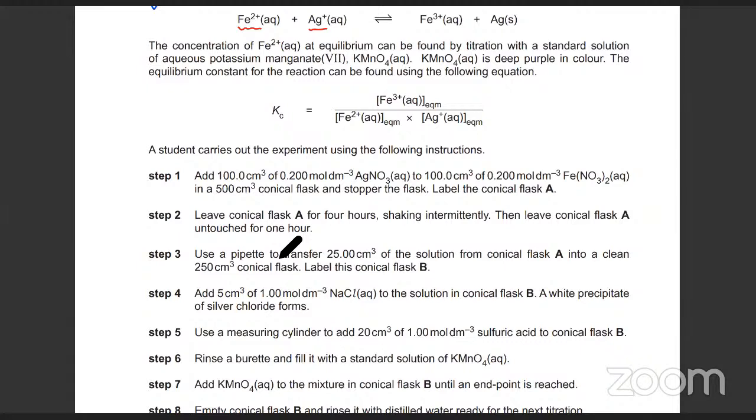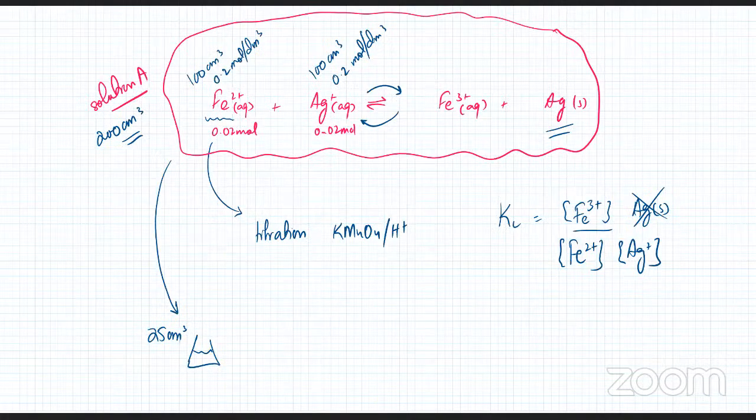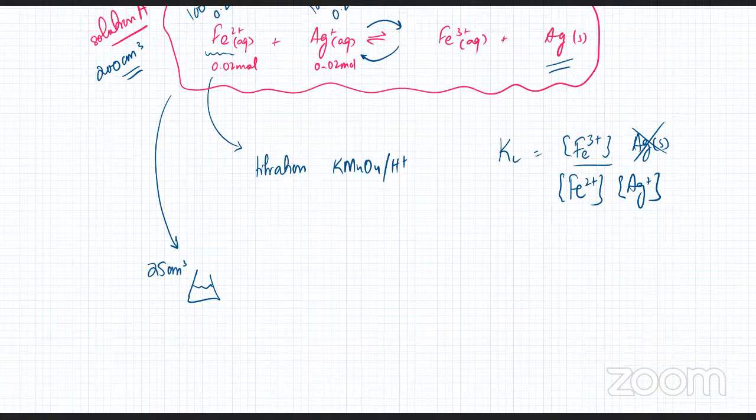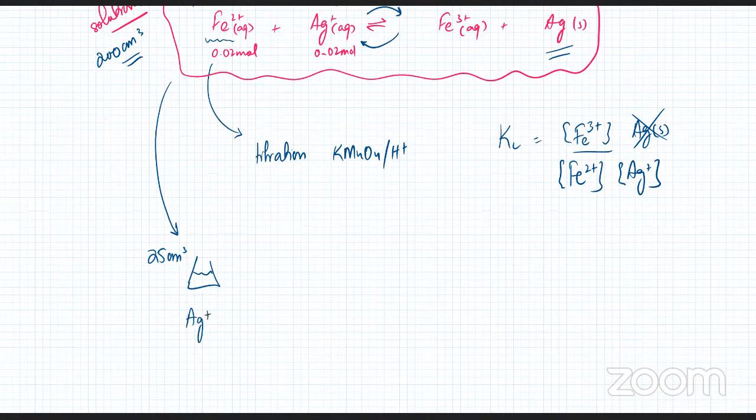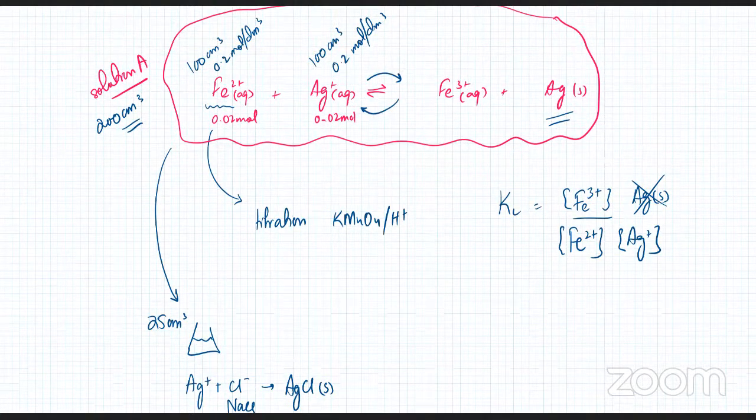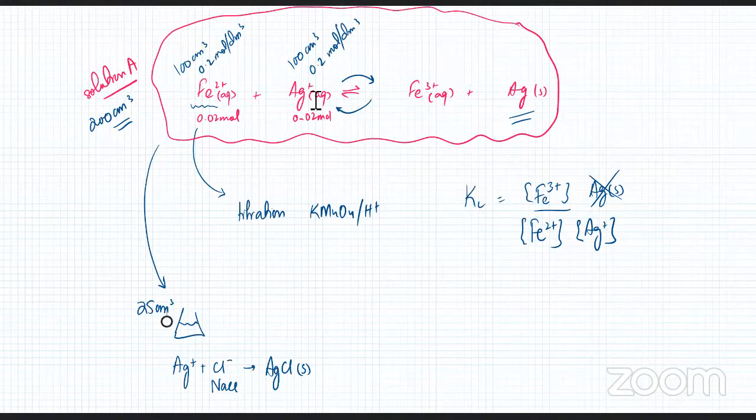Then he adds NaCl to flask B, and a white precipitate of silver chloride is formed. So NaCl is added to remove the silver ions probably. So the silver ions are removed, because if you add Cl- ions from NaCl, they're going to form an AgCl solid precipitate. So what he's doing is removing all the silver ions from the mixture. He's forming a white precipitate.